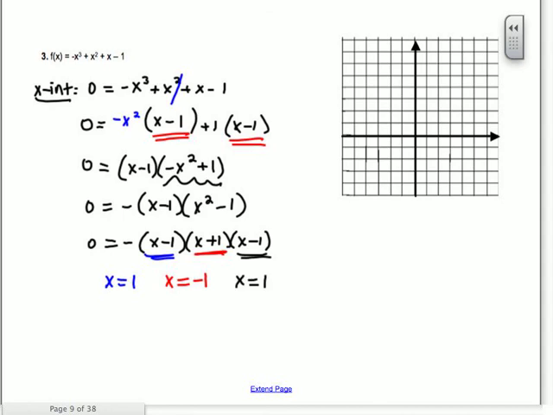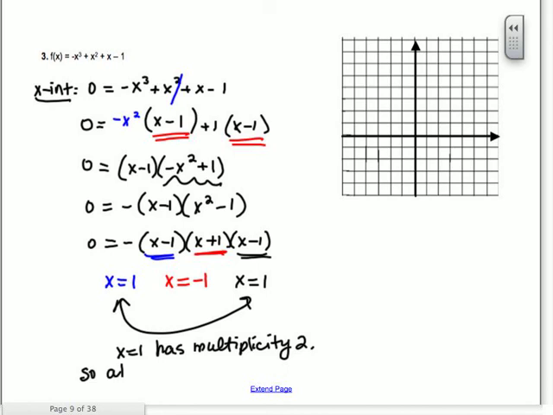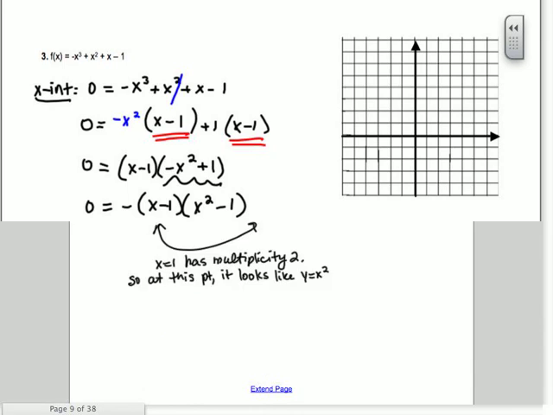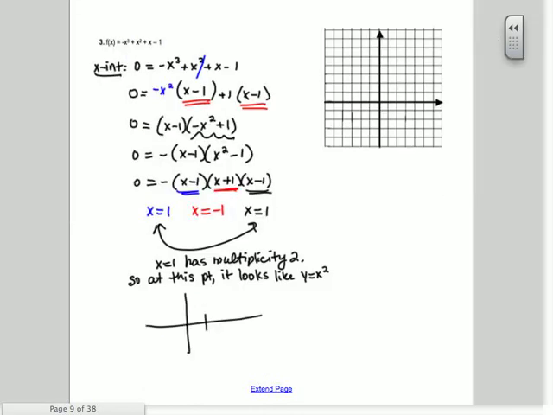Okay, this means that x equals 1 has what we call multiplicity 2. It was an answer twice, so we say it has multiplicity 2. So at this point, it looks like y equals x squared. Okay, so basically at that point, at 1, you're going to come in like this and hit 1 and go back up. Or it could look like y equals -x squared. So it could come up and hit the point and go back down. But basically it's going to hit the point and not go through the point.